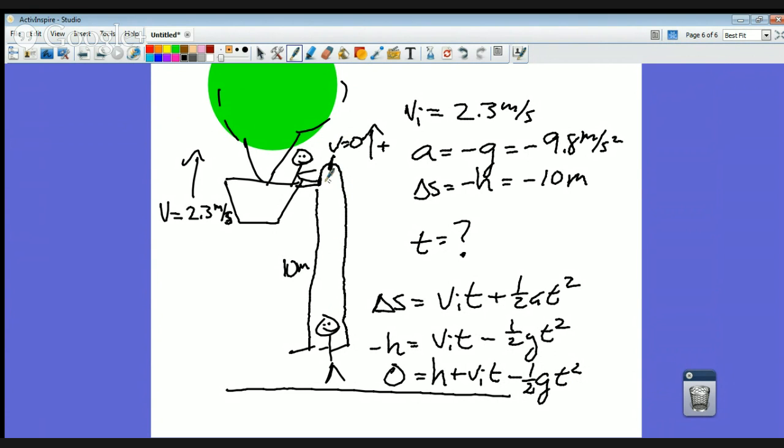If I want to know how fast it's going when it reaches my friend, well, I know that when it reaches this point again, it's going to be going down at the same speed it was going up at, right? Or I can just trust that the equation vf squared equals vi squared plus 2a delta s works, and just plug in what I know. The initial velocity is 2.3. The final velocity is what I'm looking for. a is negative 10, and then just solve for vf. So you can do that as well.